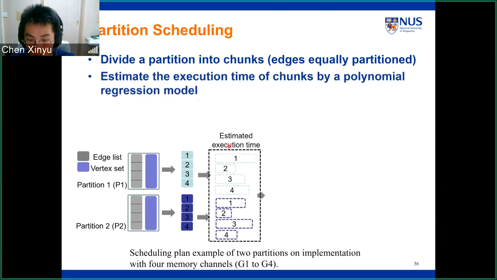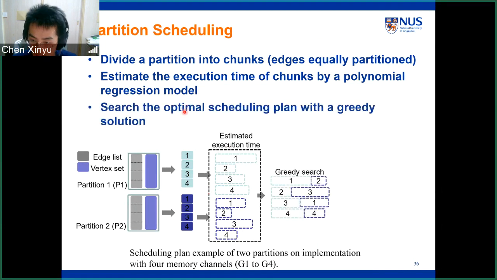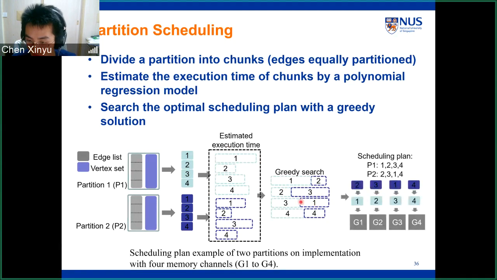Then we developed a regression model to estimate the execution time of each chunk. The purpose is to have a very good scheduling to fully utilize different kernel groups. Then we use a gradient search to find a suboptimal scheduling plan for these chunks. Finally, we schedule the data to kernel groups. As you can see, after this estimation and scheduling, different kernel groups have similar execution time, such that we can utilize the generated hardware well.